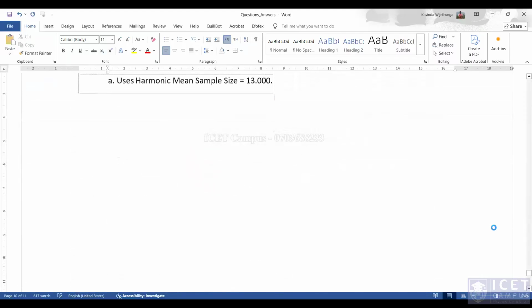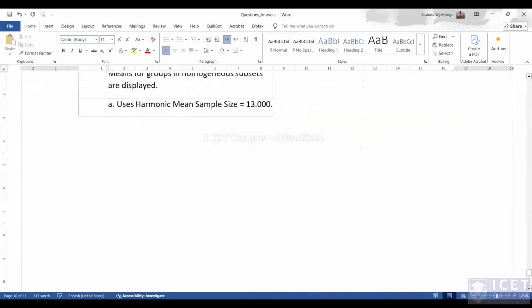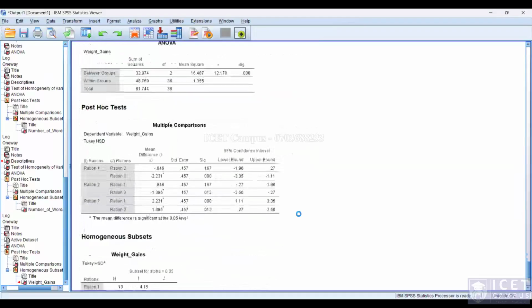Right, we can see the output of the ANOVA. We can see the output here. Yeah, the mean difference. You can see the significance value is 0.000. It means less than 0.05.